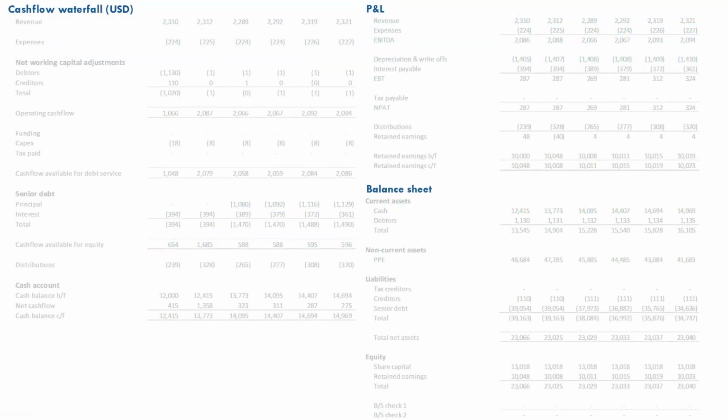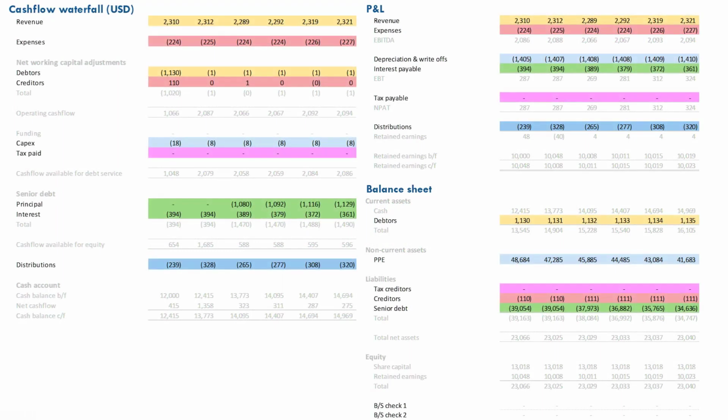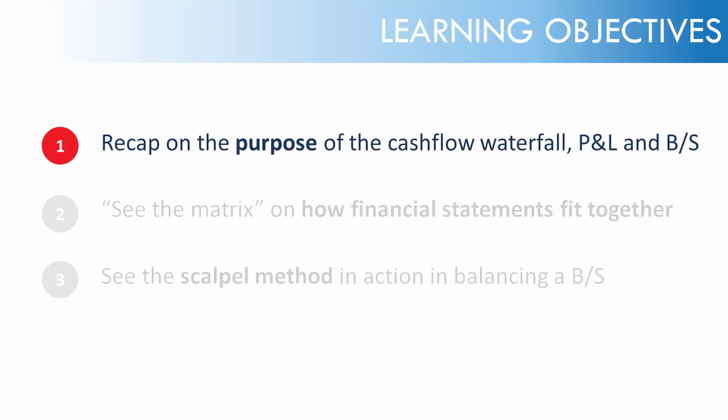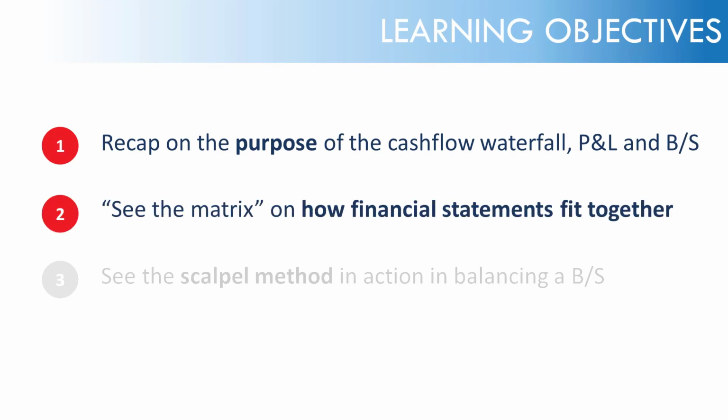And all it takes is some simple understanding of how things tie together on a balance sheet, which means that the next time you see a balance sheet, you may even feel good, knowing that you've got things covered. In terms of learning objectives, on part 1 of this series, I'm going to recap the purpose of financial statements. Secondly, I'll build up your understanding so that you see the matrix on how financial statements fit together. And in part 2, I'll introduce you to the Scalpel method and show you the method in action.